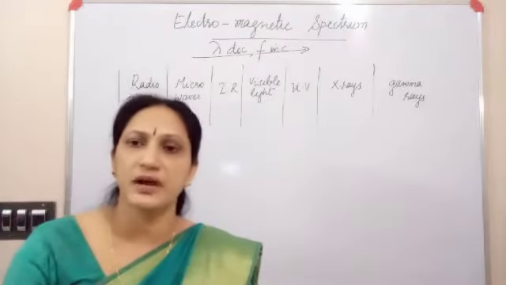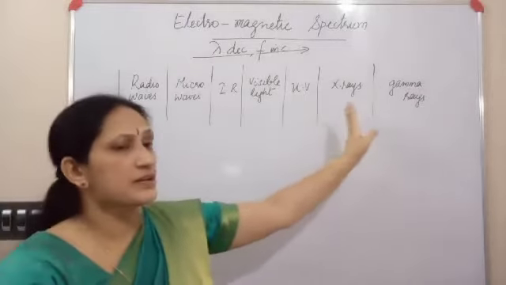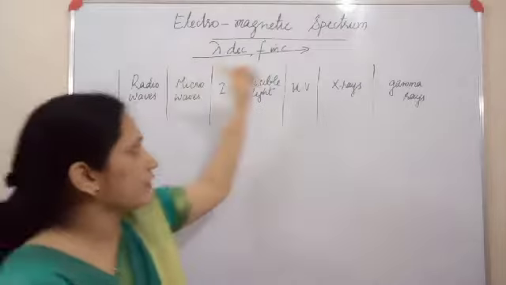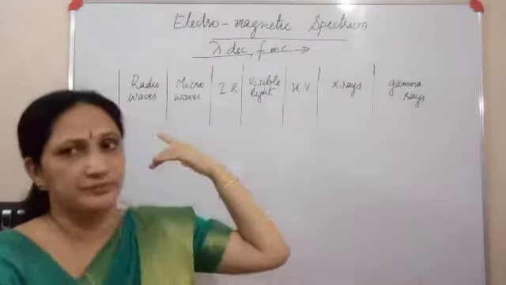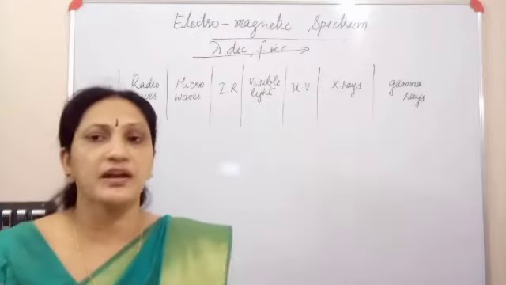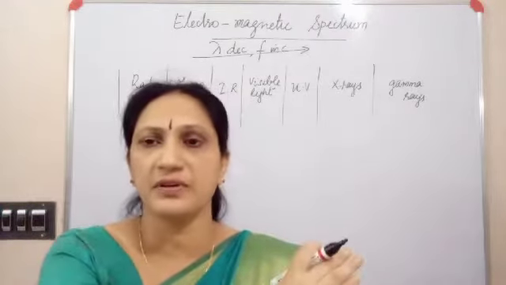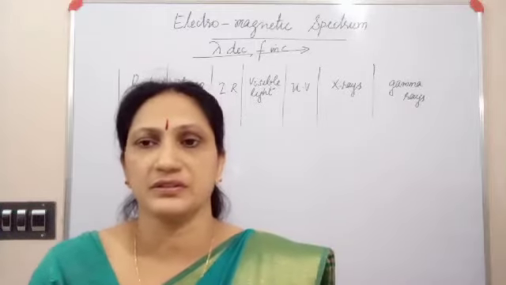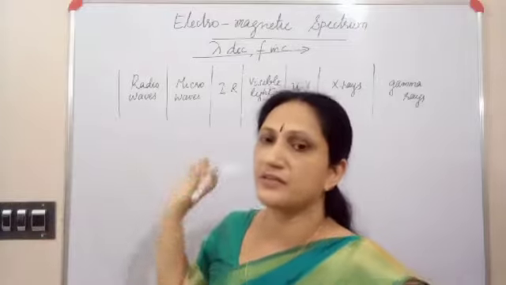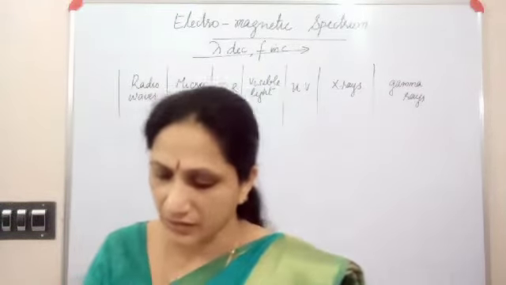This group of electromagnetic waves together we call the electromagnetic spectrum. You have to remember these names in a particular order. Either remember from radio waves to gamma rays or the reverse order. You may get a question: arrange the different electromagnetic waves in order of decreasing wavelength or increasing wavelength. So you must learn these names in order.